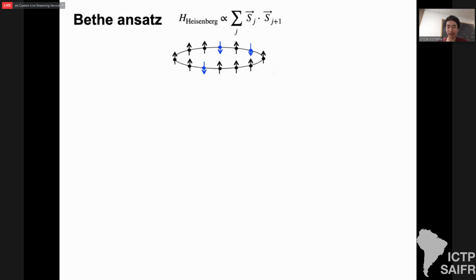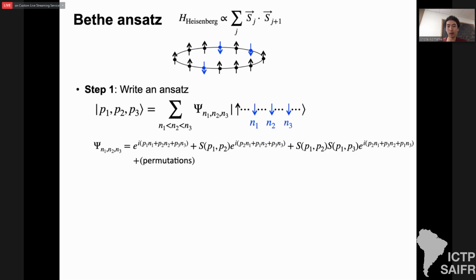So what is the Bethe ansatz? It is a simple two-step procedure for constructing the eigenstates of this Hamiltonian. Step one, you write an ansatz by viewing the up spin as the vacuum and the down spin as an excitation. The ansatz for the wave function is very simple. It's just a sum over plane waves. The only unknown input for the ansatz is this S matrix, or S factor, which you multiply whenever you swap the order of momenta.